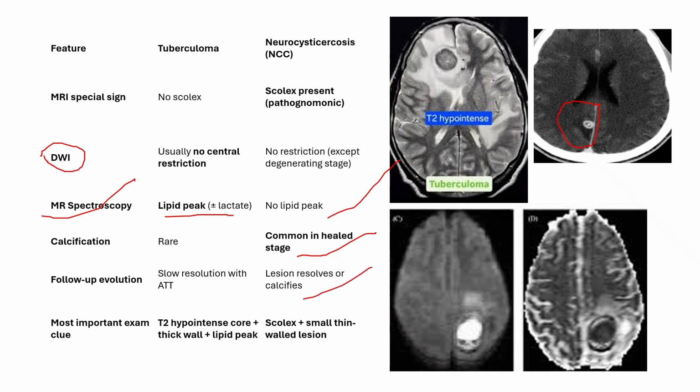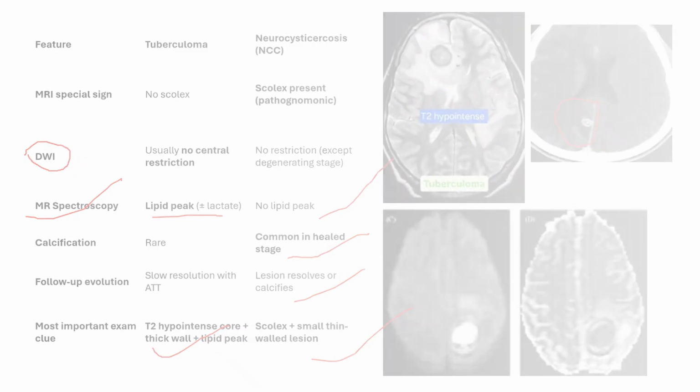Important exam clue is the T2 hypointense core plus thick wall plus lipid peak suggests the tuberculoma, whereas the scolex plus small thin walled lesion suggests the NCC.